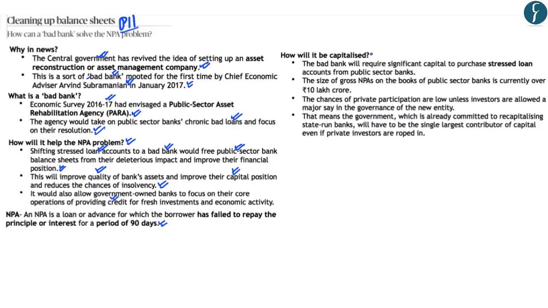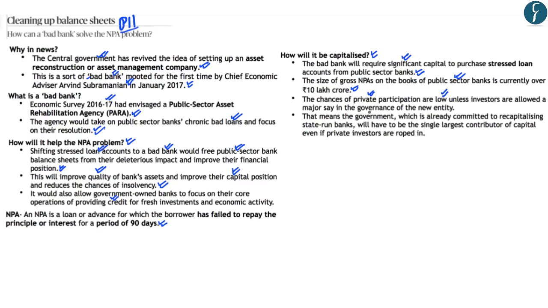Now the next aspect given in the article is how such a bad bank will be capitalized, since this bad bank would require a significant amount of capital to purchase the stressed loan accounts from the public sector banks, wherein the current non-performing assets lying with the public sector banks are above 10 lakh crore. Because of this, the bad bank would require a significant amount of capital to purchase 10 lakh crore worth of stressed loans. Moreover, the chances of private participation in the bad bank are also very low.